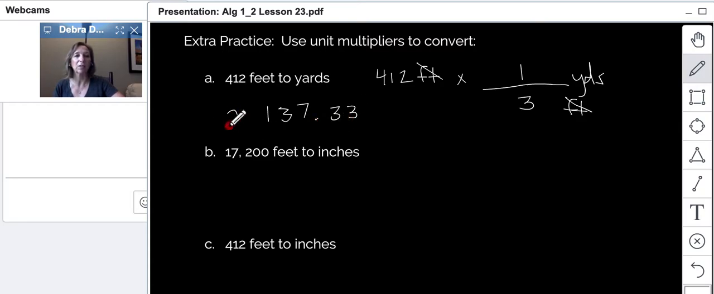When you round, we're going to use this approximate symbol. So we're rounding. And make sure you put your units on there. It's going to be yards. You could also just do a reduced fraction, but let's go with the decimal. I'm not sure what they do in the book. I need to look. Okay, so let's do the next one.